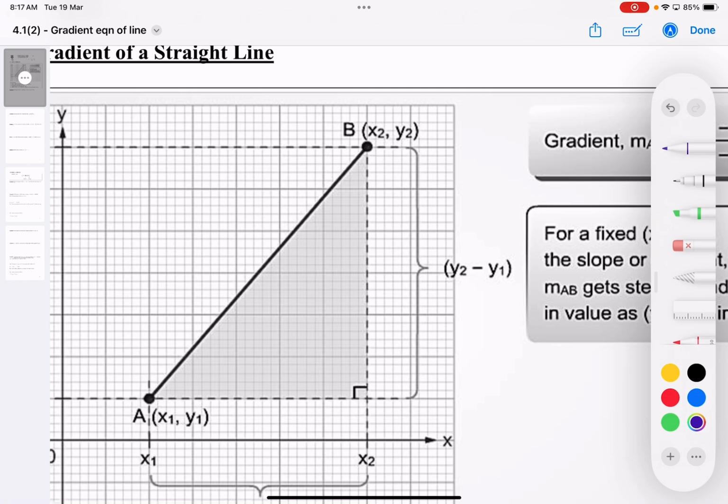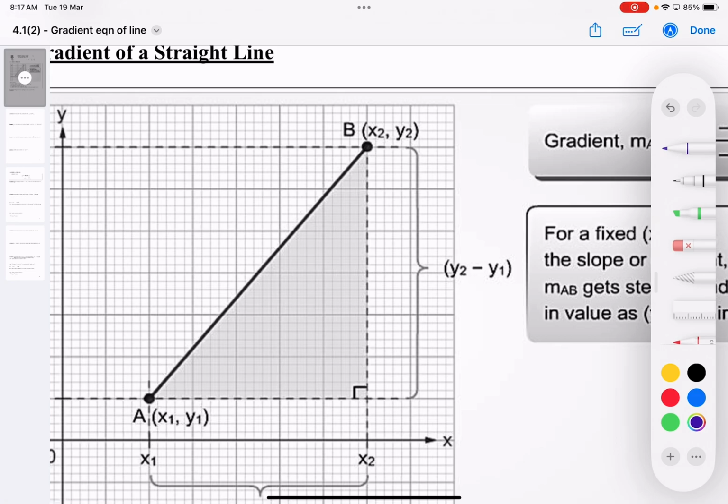Now, if you recall, earlier in Set 1, we learned that the gradient is the rise over the run. What is the rise? Remember we always look from the left to the right. We ask ourselves how much do we have to rise vertically from this point to get to this point. Now, isn't the rise the same as y2 minus y1? We are finding the length of this portion. We are finding the rise.